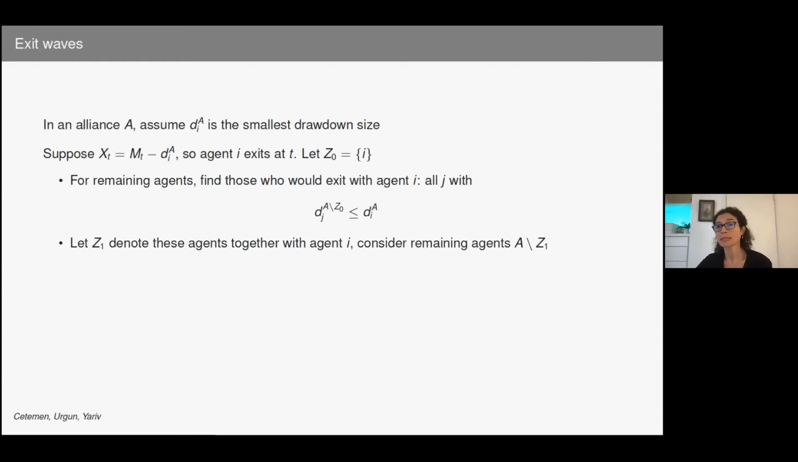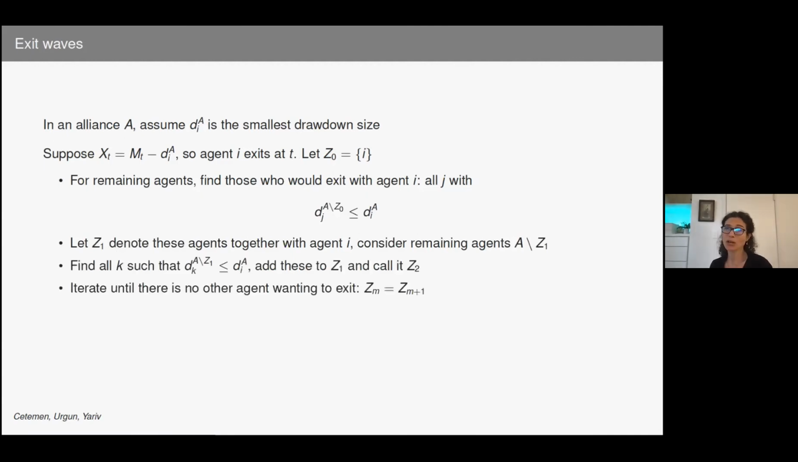That immediately makes them adjust their drawdown sizes, because the drawdown sizes depend on the group of people searching. So maybe I search with Salvador, Salvador leaves, the world looks horrible, and I'm suddenly much more demanding to continue search. So now we have a bunch of people who will decide to leave immediately. Let's denote by Z_1 these agents together with agent i. These people are going to exit immediately. Now we can consider the remaining agents.